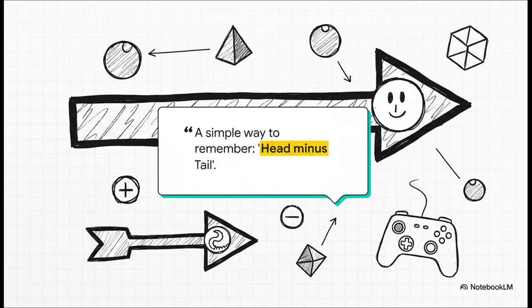And hey, if you're worried about forgetting this under the pressure of the exam, here's a great little trick to remember it. Just think of the vector as an arrow. The destination is the pointy part, the head of the arrow. The source is where it starts, the tail. So the formula is just head minus tail. Super simple, right? And really easy to recall when you need it.